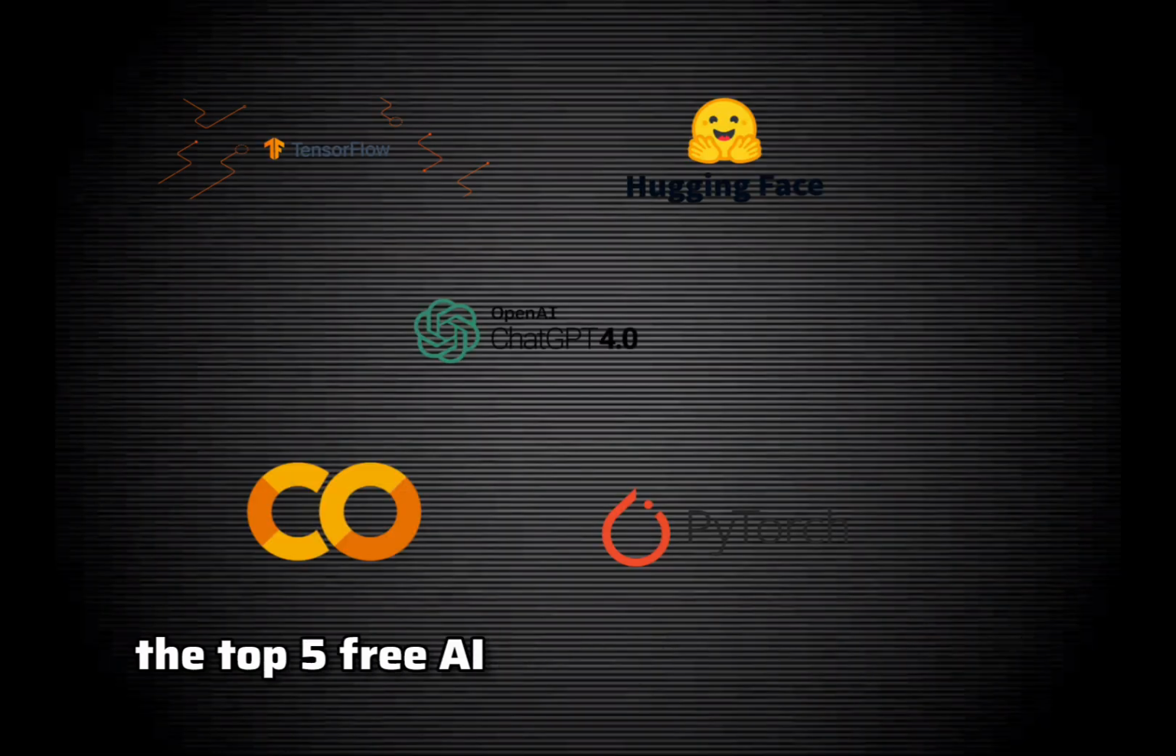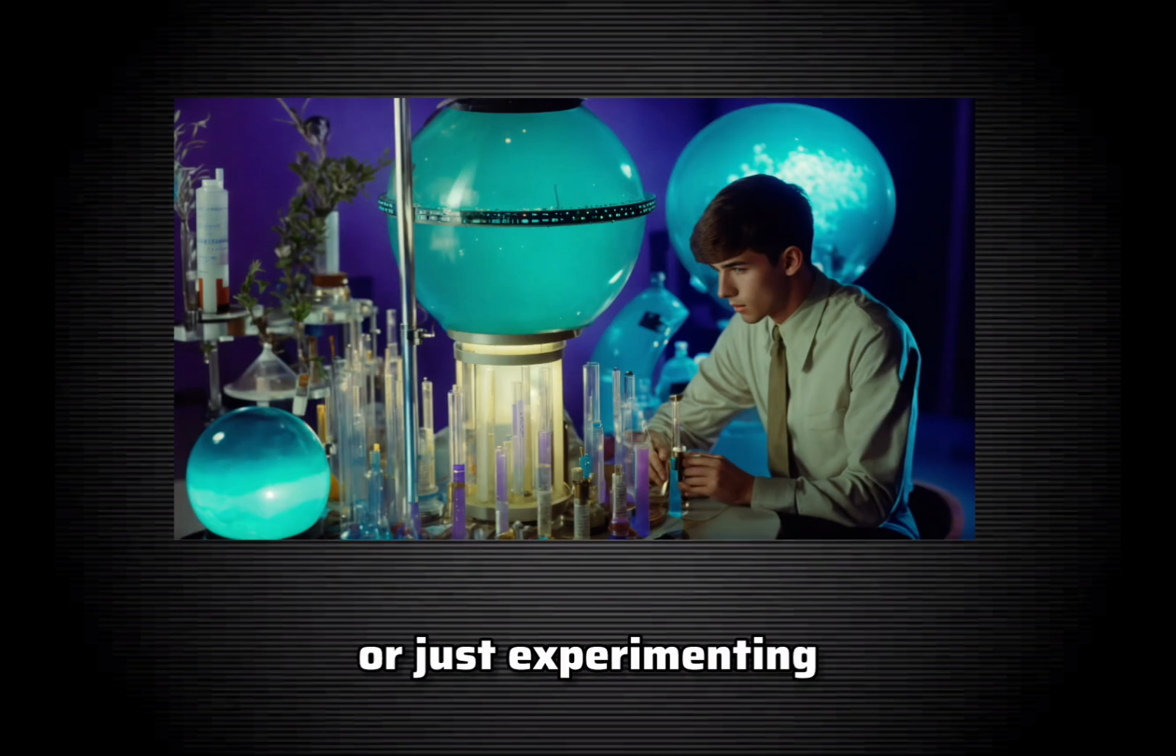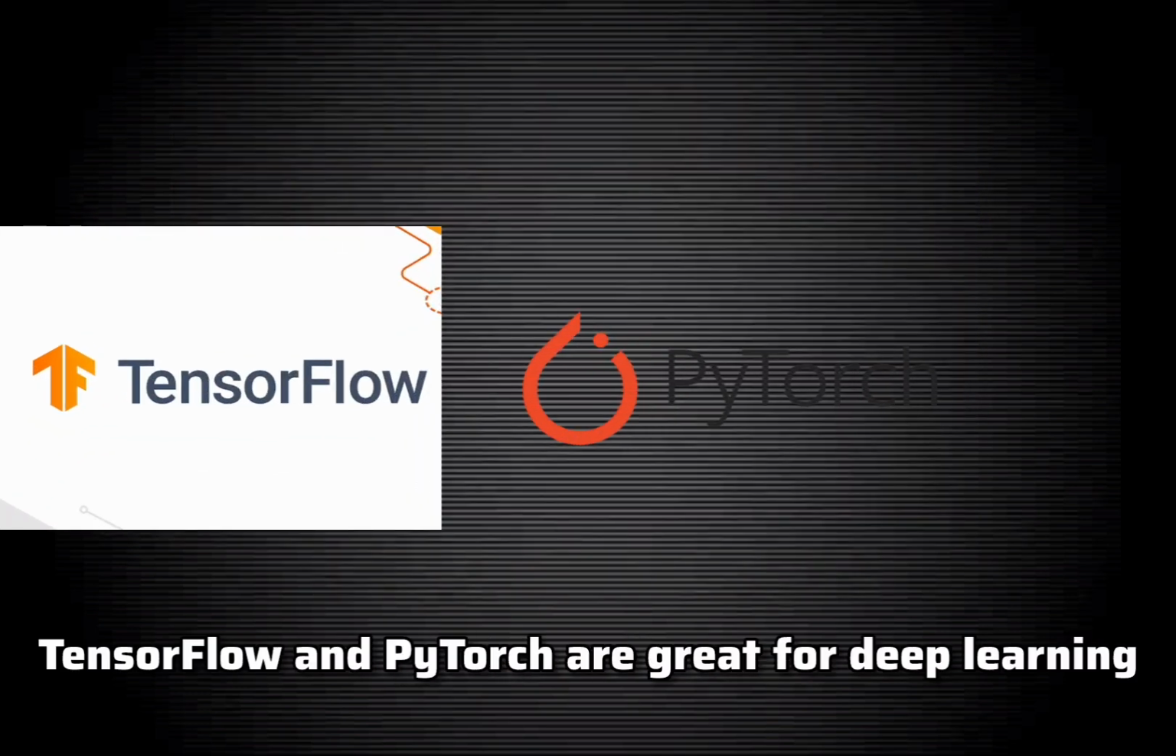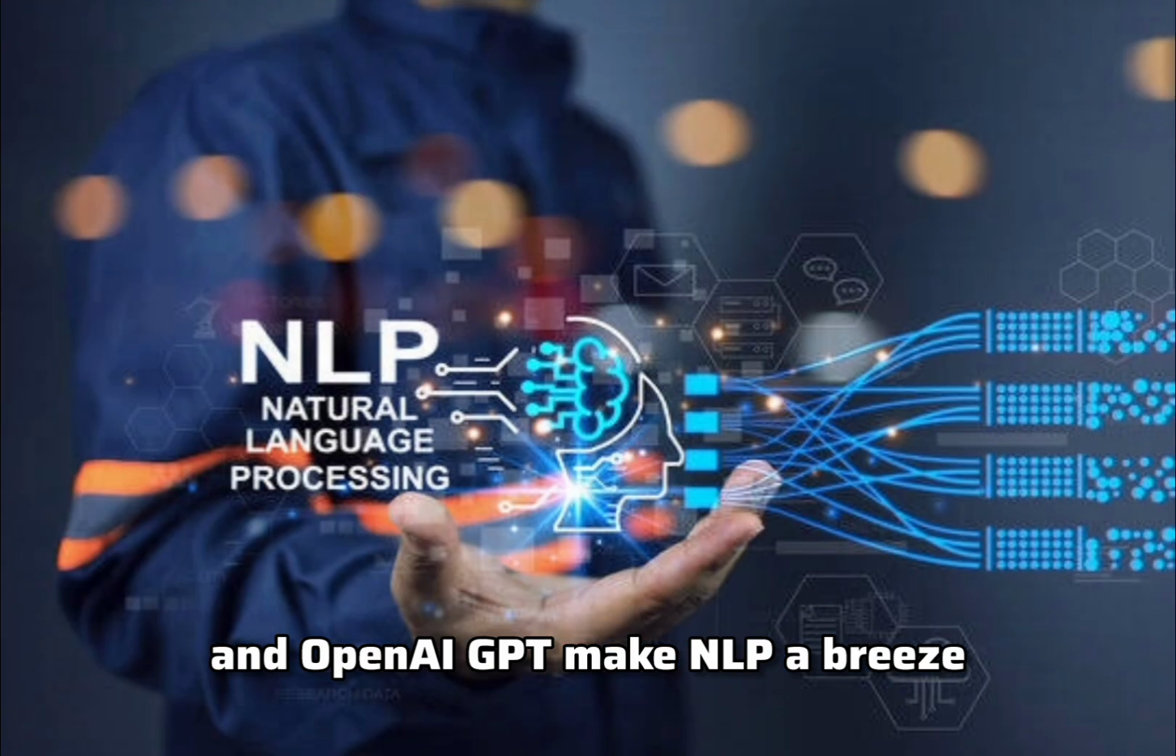So, there you have it, the top 5 free AI tools you can use in 2024. Each of these tools offers something unique, whether you're into research, building practical AI applications, or just experimenting. TensorFlow and PyTorch are great for deep learning, while tools like Hugging Face and OpenAI GPT make NLP a breeze.